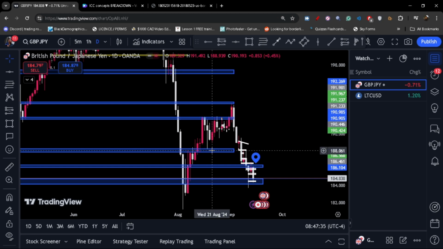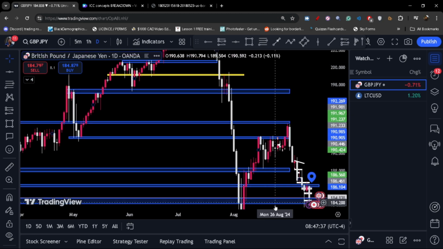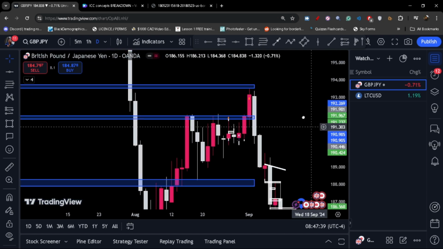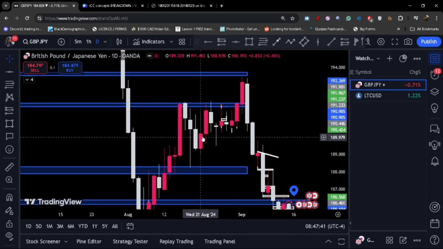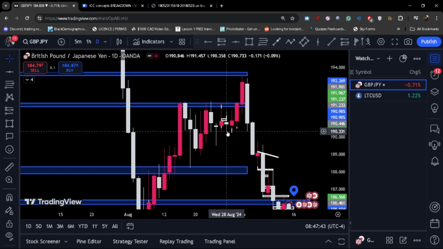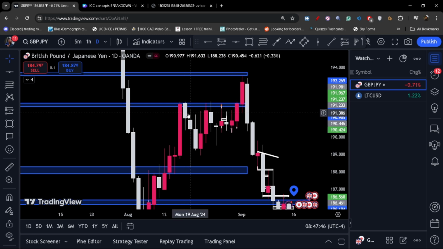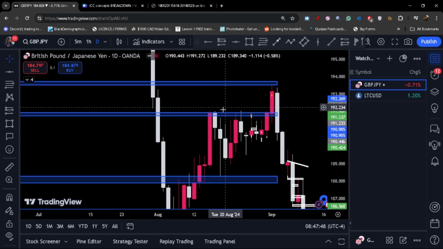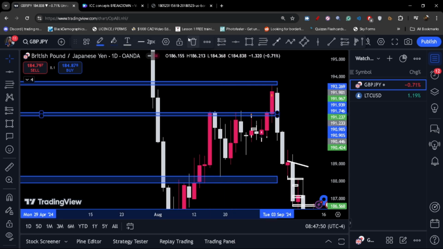Same thing happened here too. It sold. You can see that price literally has so much selling power. It literally took 10 days for price to break this area of interest here, right? So clearly, this is a strong area of interest in the daily time frame.